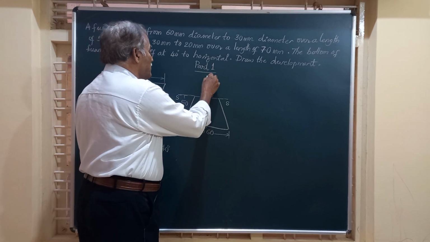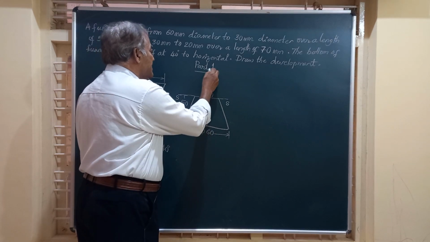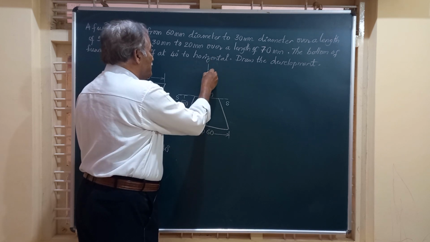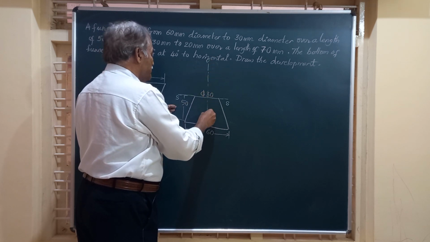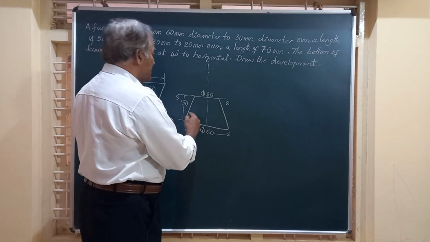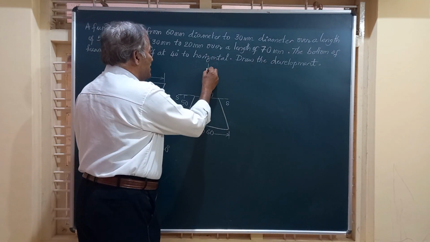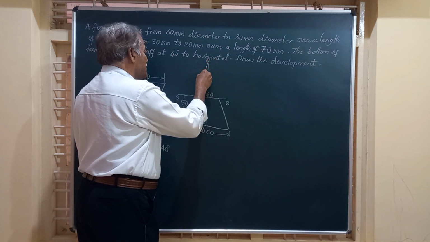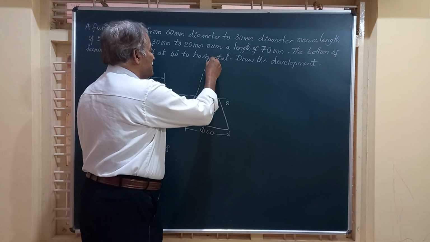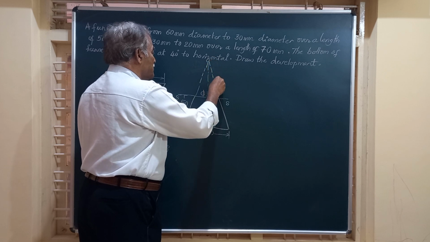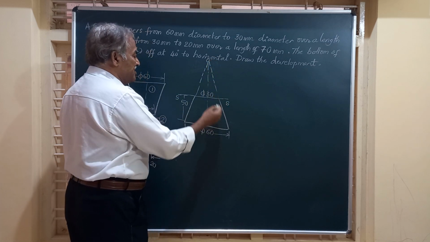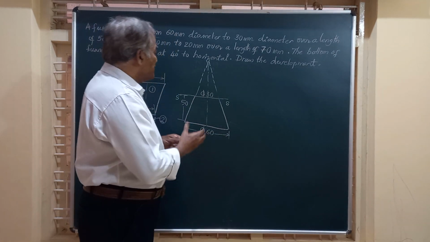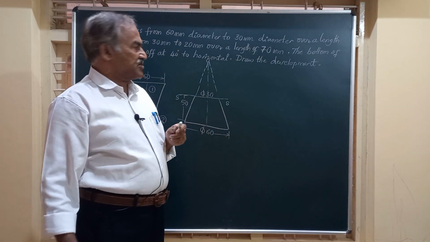Friends, now what do we do? We just mark the center line of this and extend both the sides. These lost generators, you will extend them and see what we get. So friends, this is the cone of diameter 60 millimeter. It is cut by the horizontal section plane.